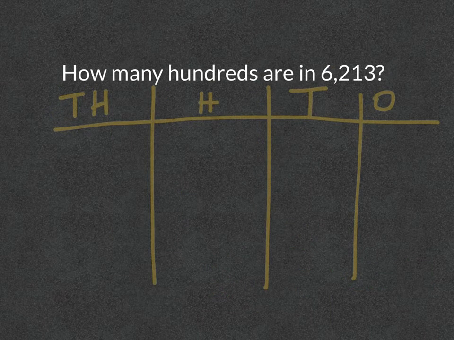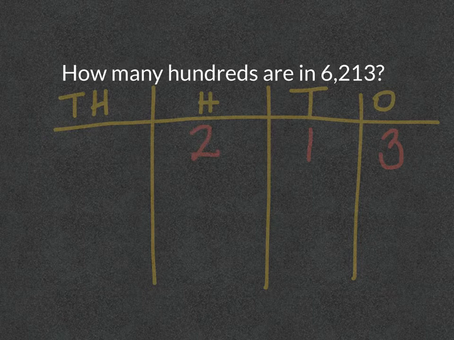Now let's take a look at how many hundreds are in 6,213. This time I'm going to put my number in my place value chart. I know that in 6,213 the digit 3 is in the ones place. The digit 1 is in the tens place. The digit 2 is in the hundreds place. And the digit 6 is in the thousands place.